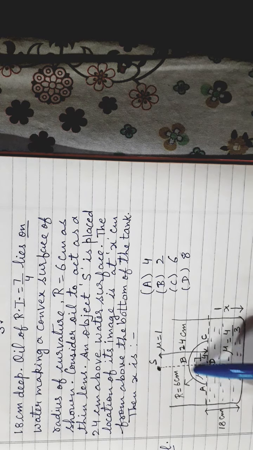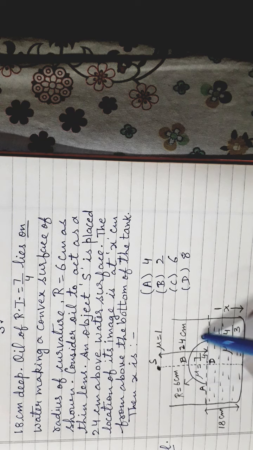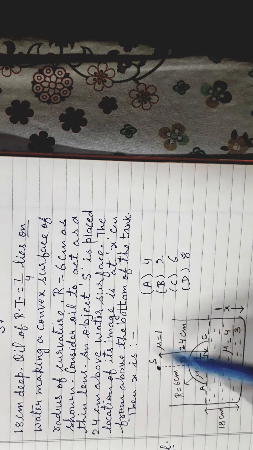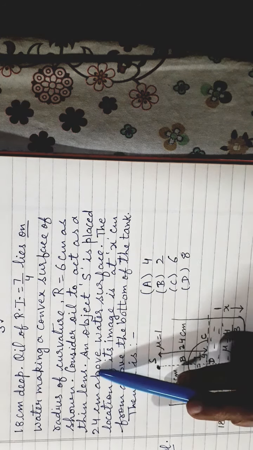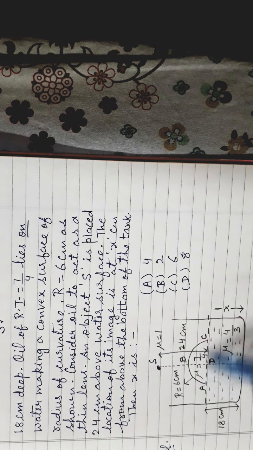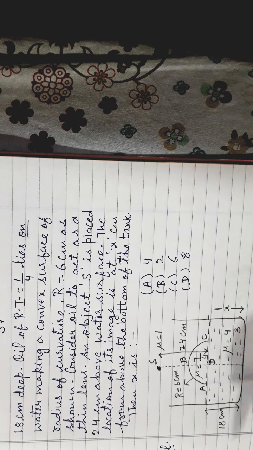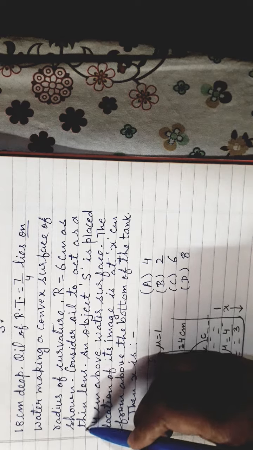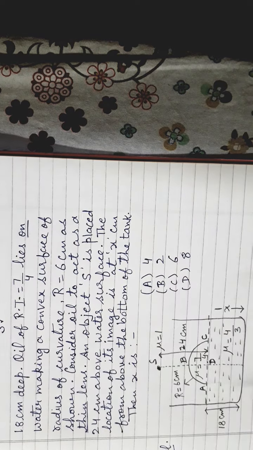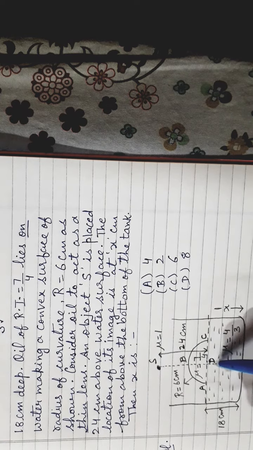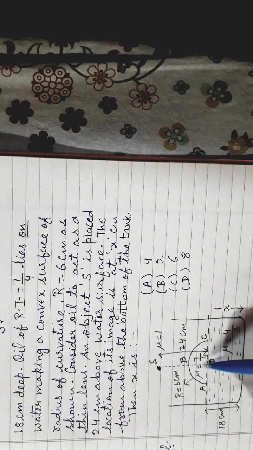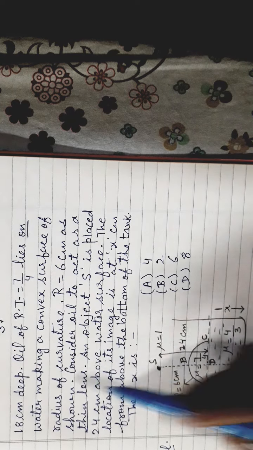So this is the oil drop ABCD. This is the oil drop. It is making a convex surface whose radius of curvature is 6 centimeter. And this oil drop is acting as a thin lens. Of course, it is a plano convex lens. And this word you have to take care of, it is a thin lens. So because of this thin lens, we will make a certain assumption that these points B and D coincide because it is a thin lens.